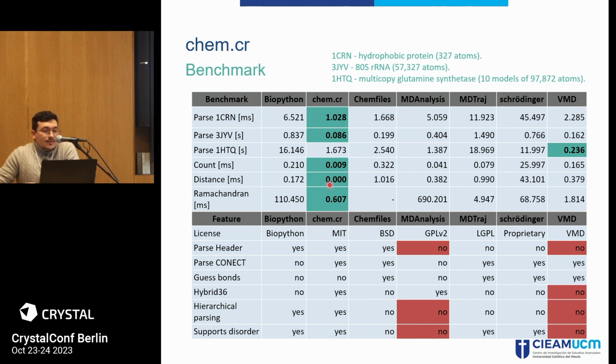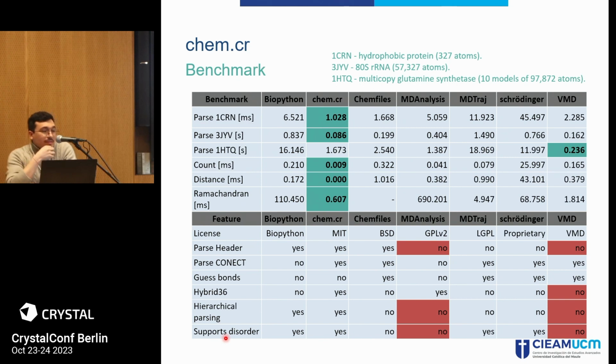chem.cr is the fastest among BioPython, ChemFiles, MDAnalysis, MDTraj, Schrödinger, and VMD. Schrödinger is paid software. VMD is open. And you can see that only in this model is VMD faster. But VMD lacks some of the functions like parsing the header, hierarchical parsing, and support for disorder, because the protein has several alternative conformations in some of the amino acids. So taking all this into account, chem.cr is leading at this moment.